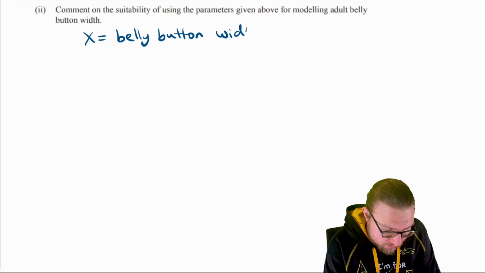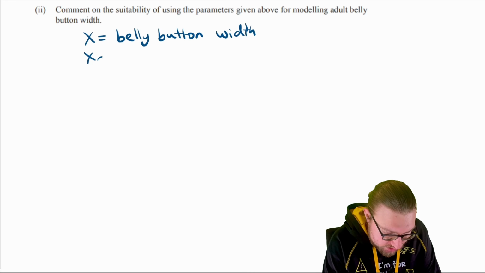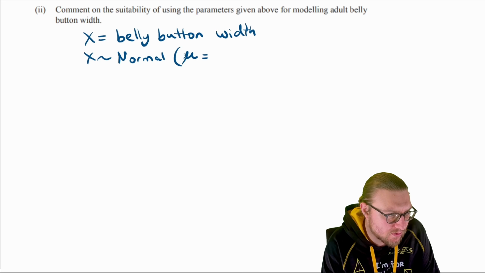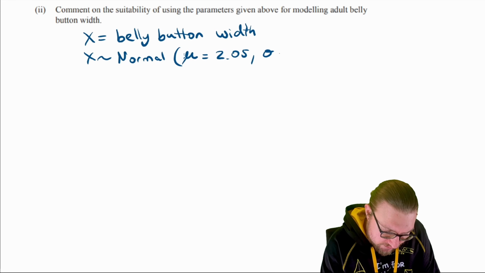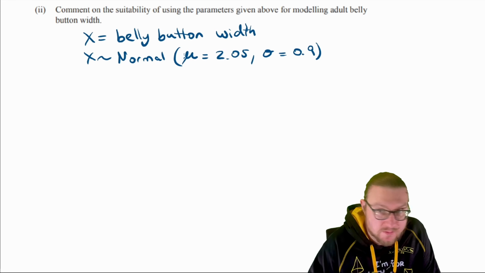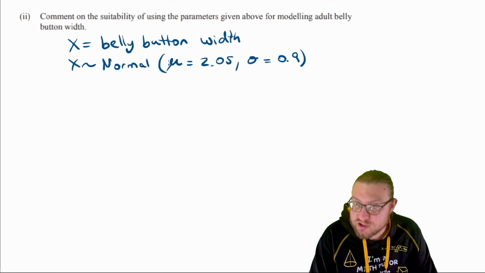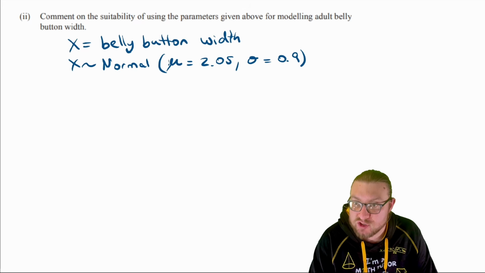If you remember, X is the belly button width. X is our random variable here, and X had a normal distribution with parameters. The mean was 2.05, if I remember correctly. Standard deviation was 0.9. You can quickly check that. Yes, that's correct. So this was our assumption, this is what we were told. Now it's asking us to check if this is suitable.